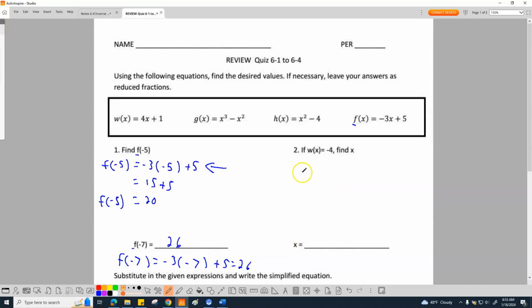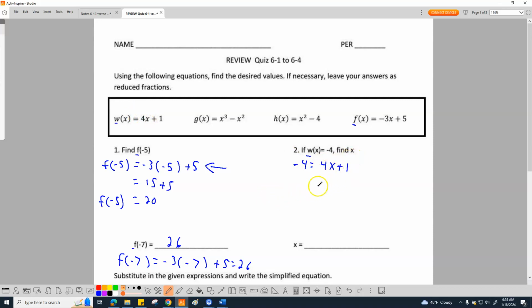Here we go. 2. If w of x equals -4, okay, find x. It's a little similar to this. It's similar, but not exactly. So let's check out what it's telling us. Let's find w of x. Do we have that? Right there. Now it's saying the entire thing, w of x, the entire thing is equal to -4. So notice how that's different than number 1. So how do I set that up? Just like this. -4 equals, and then I find that equation. 4x plus 1.